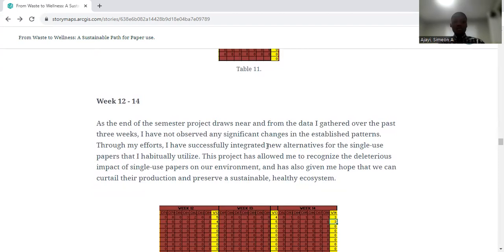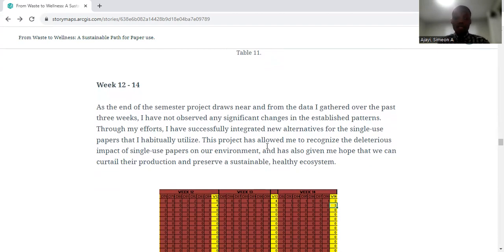All right, so weeks 12 to 14, as the end of the semester project draws near, and from the data I gathered over the past 3 weeks, I have not observed any significant changes in the established pattern. Through my efforts, I have successfully integrated new alternatives for the single-use papers that are habitually utilized.